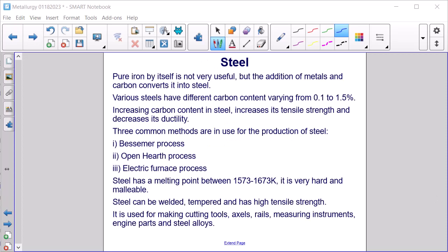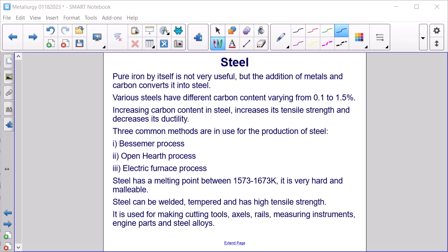Steel. Pure iron by itself is not very useful, but the addition of metals and carbon converts it into steel. Various steels have different carbon content varying from 0.1 to 1.5%. Increasing carbon content in steel increases its tensile strength and decreases its ductility.